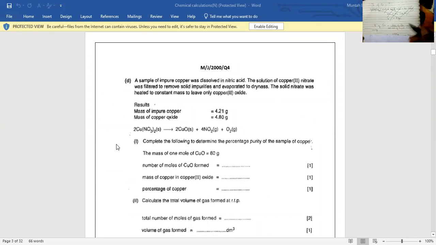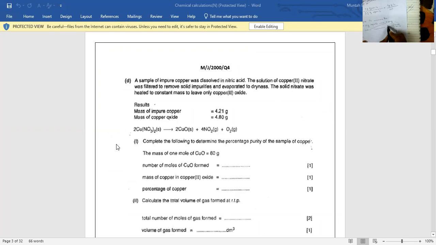So percentage of copper, or you can just simply learn the formula: mass of copper divided by the total mass of impure copper, which is the same as my ratio method. So impure copper, according to the question, is 4.21. So 4.21 grams of impure copper has 3.84 grams, right? 3.84 grams is what we calculated. So 100 would have how much? I will cross multiply 3.84 by 100 and then divide by 4.21. Okay, and I will get 91.2%.